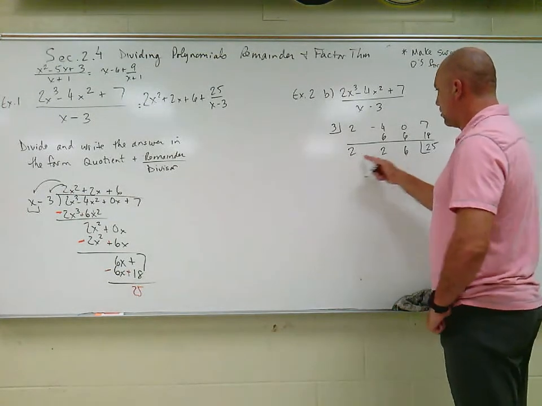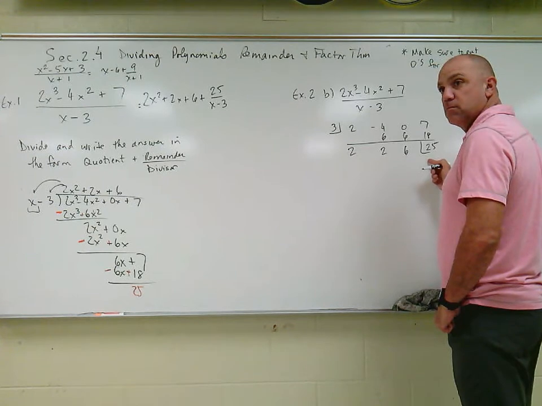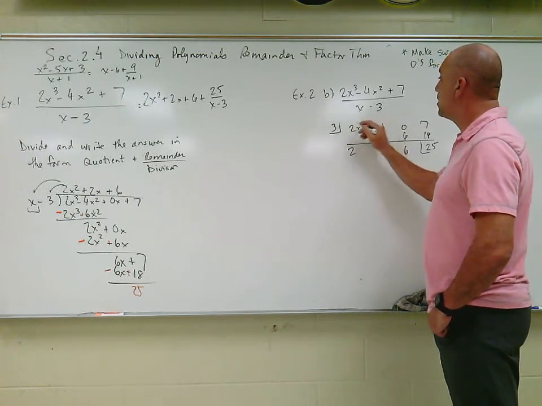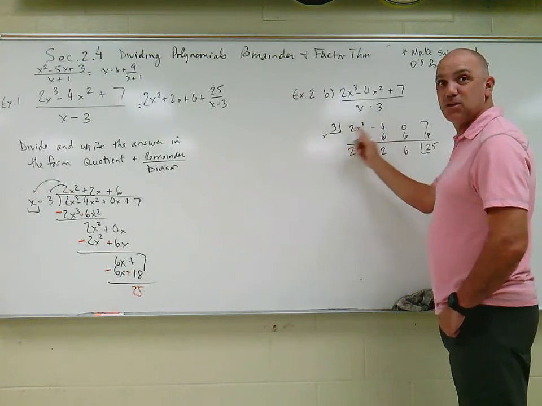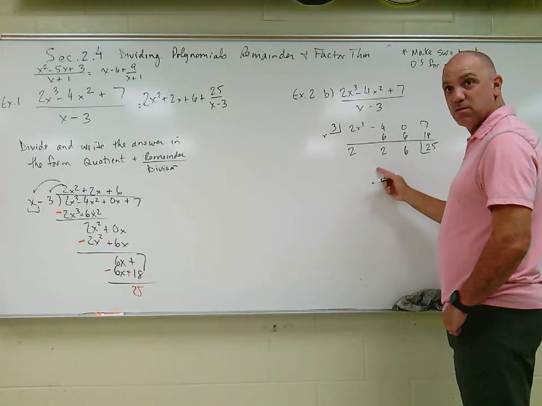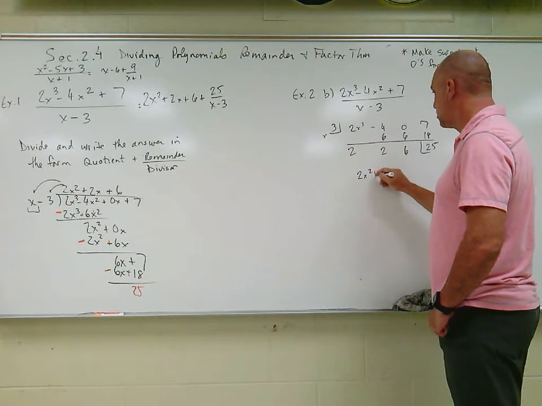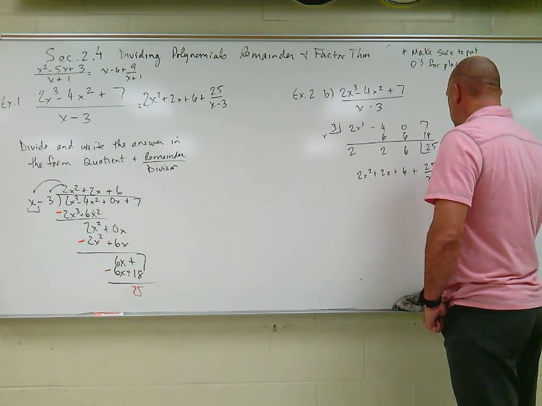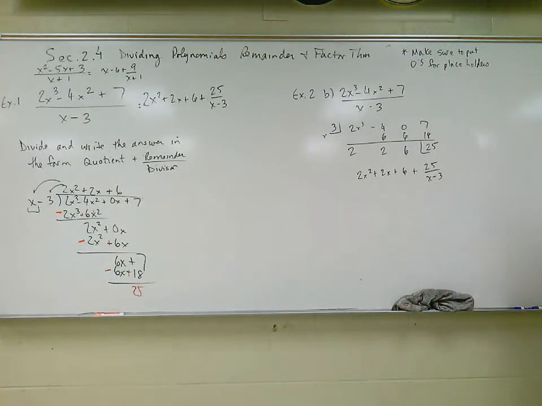There's your answer. Now, how do I know this is a quadratic? 3 pieces, right? And you know if it's an x cubed divided by an x, x cubed divided by an x is going to give you an x squared. Okay, so 2x squared plus 2x plus 6 plus 25 over x minus 3. Okay. Any questions about that? All right.